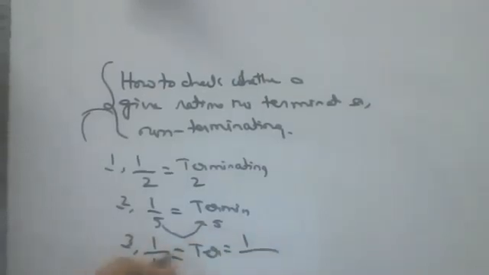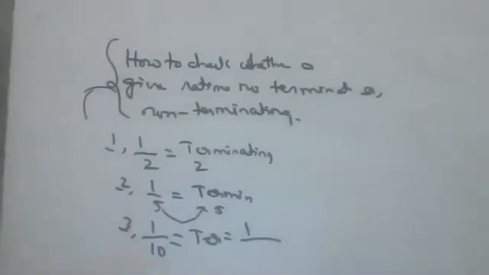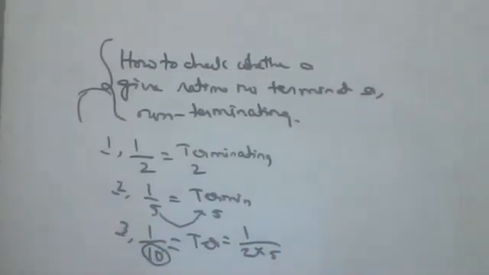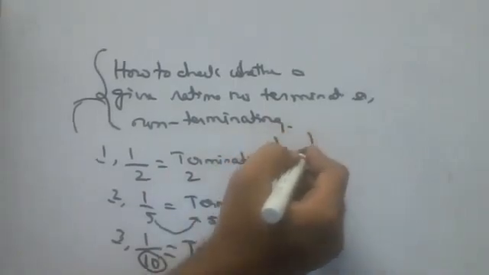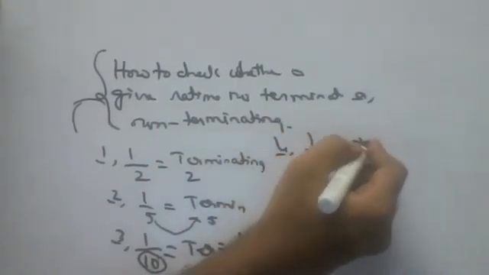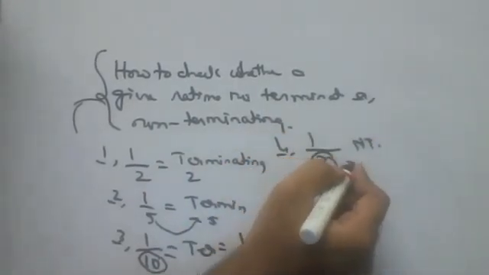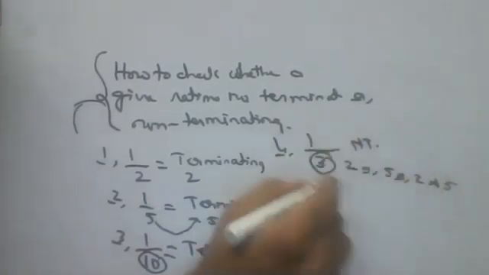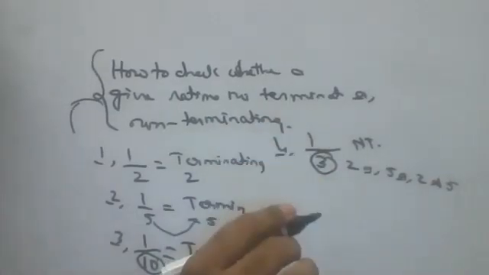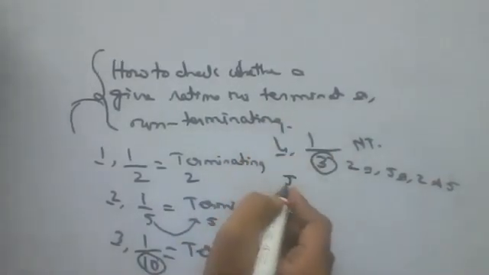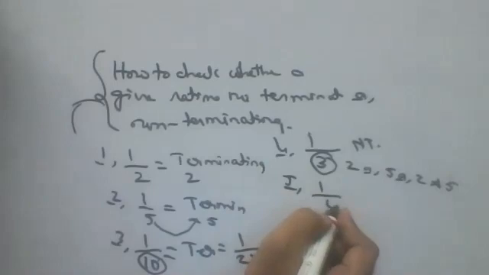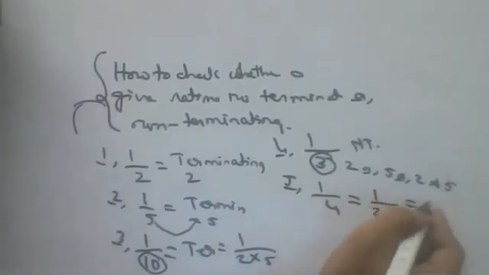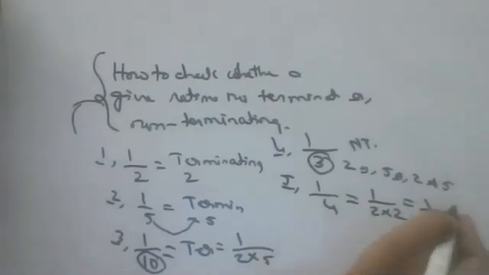1 by 10, terminating. Why? Because you should always do prime factorization of the denominator. The prime factorization of 10 is what, children? 2 and 5. No other number is there. 1 by 3, non-terminating. The denominator should have only 2 or 5 or 2 and 5. 3 is there, so non-terminating. 1 by 4 means what, children? 1 by 2 into 2. Only 2 is there, no? Yes, it is terminating.